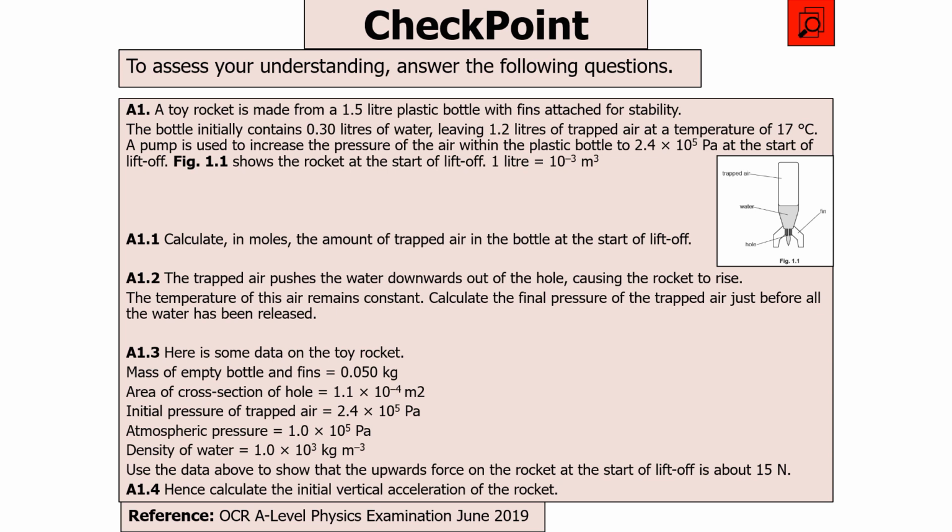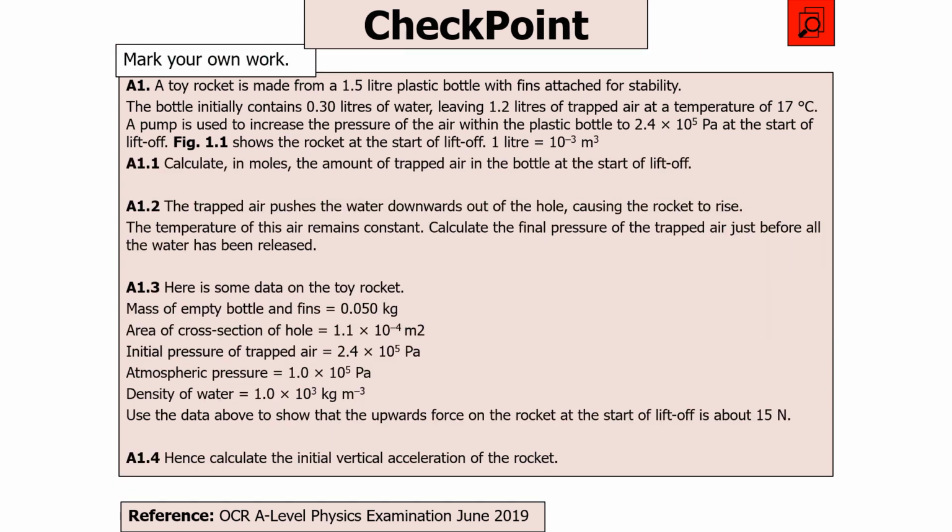Calculate in moles the amount of trapped air in the bottle at the start of liftoff. The trapped air pushes the water downwards out of the hole, causing the rocket to rise. The temperature of this air remains constant. Calculate the final pressure of the trapped air just before all the water has been released. Use the data on the toy rocket to show that the upwards force on the rocket at the start of liftoff is about 15 newtons, and hence the initial vertical acceleration of the rocket. So pause the video now, then unpause the video when you want to go through your answer.